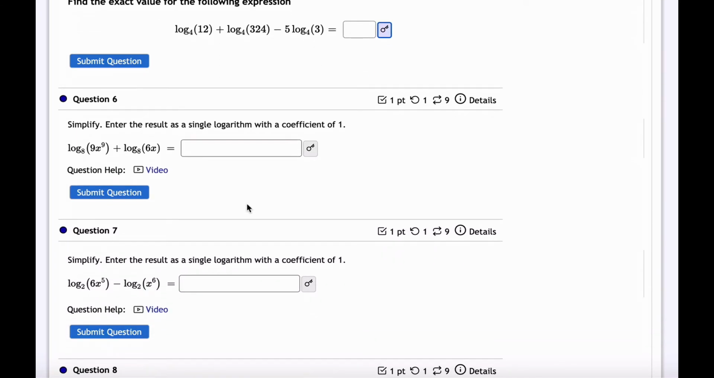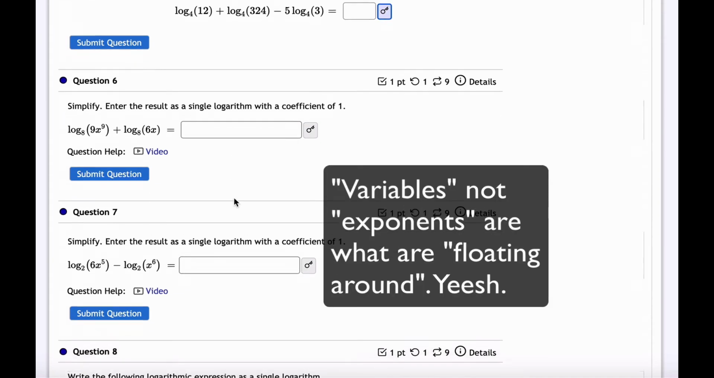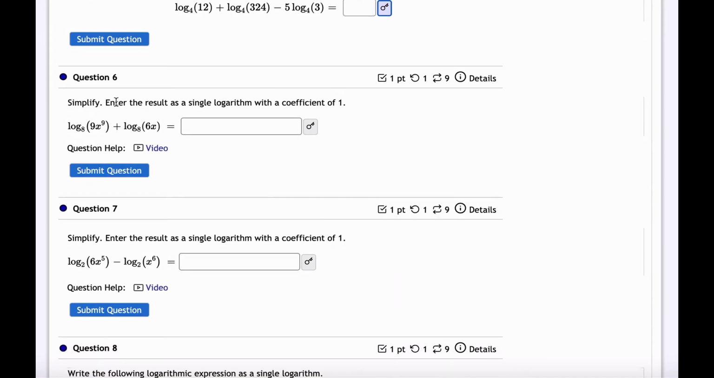Question 6, we're still using the first log rule, except now we have some exponents floating around, not just numbers, but that's okay. What you're supposed to do here is simplify this thing, and simplify is a bit ambiguous, but what they want you to do is make it a single logarithm. So right now you have 2 logs, put those together so it's just 1 log, and then make sure that the coefficient on that log is just 1. I don't think there'll be any issues with that in these specific numbers, but if you had a coefficient, you'd have to move it up using the third log rule.